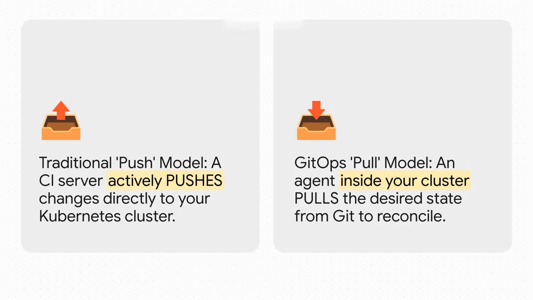This really highlights the huge shift in thinking. In the old push model, your CI server, like Jenkins, basically held the keys to the kingdom. It had to have credentials to push changes straight into your production Kubernetes cluster. But with the GitOps pull model, everything is flipped. The cluster pulls its own updates. That agent inside the cluster reaches out to Git, sees a difference, and pulls in the changes itself. It's way more secure, and it gives the cluster autonomy.